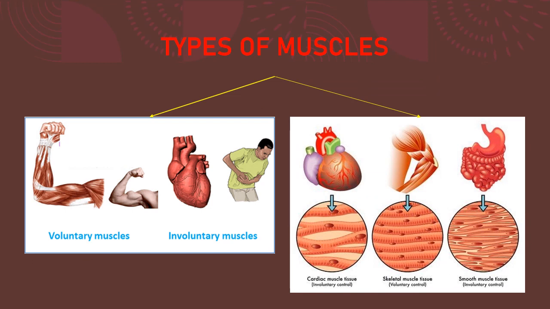So what did we study? We studied the types of muscles. There are two ways of classifying them. Based on the function, we classify the muscles as voluntary and involuntary muscles. And based on the structure that they appear, look at the structure in those circles. We have three different types: the cardiac muscles, which are found in the heart; the skeletal muscles, which are on the skeleton of the body; and the smooth muscles, which are present inside the internal organs of the body.